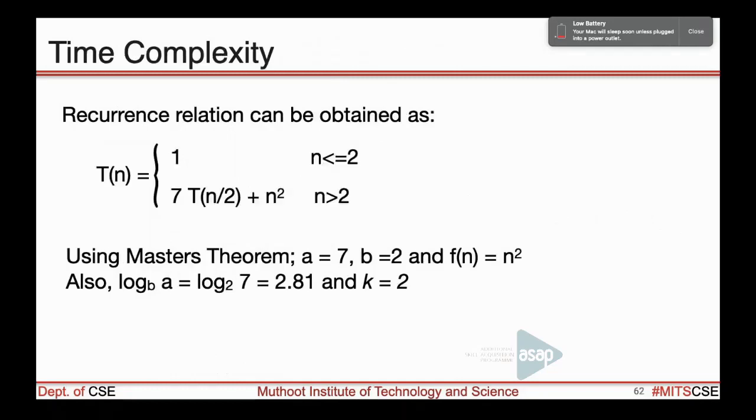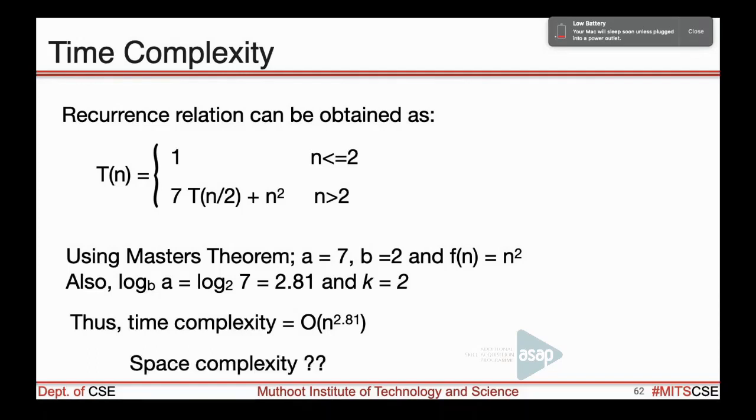So the recurrence relation can be obtained as T(n) = 1 when n is less than or equal to 1, and 7T(n/2) + n square when n is larger. So by Master's theorem, when you solve this, you get that complexity is in the order of n power 2.81. That is, the complexity has been decreased from order of n cube to order of n power 2.81, which means the complexity has been reduced slightly, but still it's a reduction, right? So Strassen's multiplication actually reduces the time complexity.